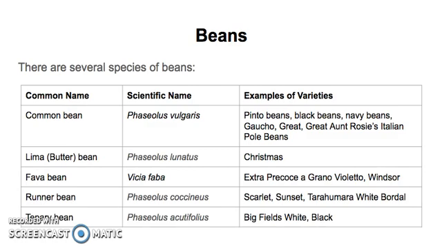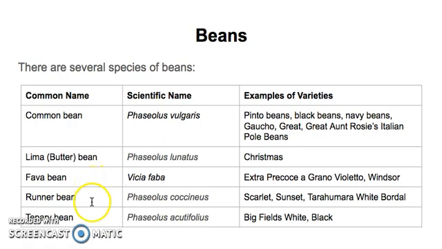So it's also nice to know that there are several different species of beans. Typically most of the things that you eat are the common bean, whose scientific name is Phaseolus vulgaris. So the pinto bean, the gaucho bean, the Great Aunt Rosie's Italian pole beans, if you save those. In 6th grade when you did seed folks, you were studying the lima beans, Phaseolus lunatus.